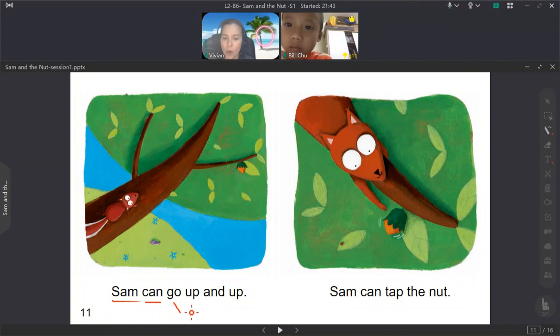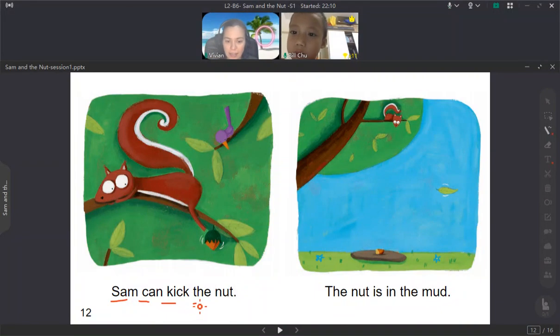Sam can go up and up. Sam can tap the nut. Very good. Sam can kick the nut. The nut is in the mud. Very good, Sam.